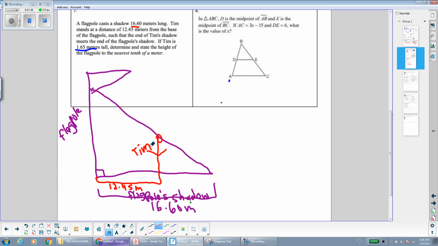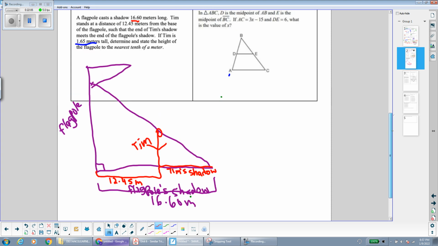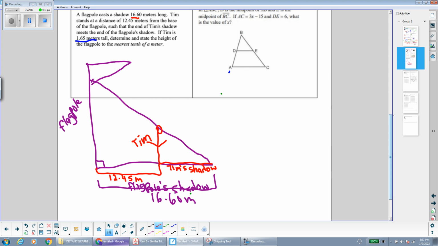And we are also told that the end of Tim's shadow meets the end of the flagpole shadow. So here in red, here's Tim's shadow, because shadows are on the floor, they're on the ground. You can see them on the ground when you look in front of you. So here's Tim, and here's Tim's shadow, and Tim is kind of looking at his shadow over here. Okay, wonderful. This is a lot easier to see now, drawing the diagram this way. So it says Tim is 1.65 meters tall. So I'm going to put that here. Tim is 1.65 meters tall.